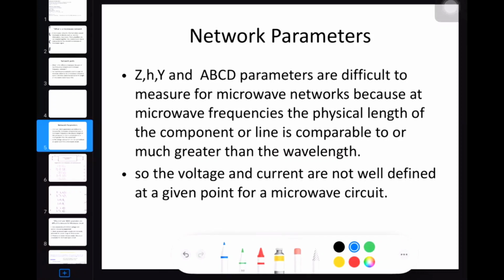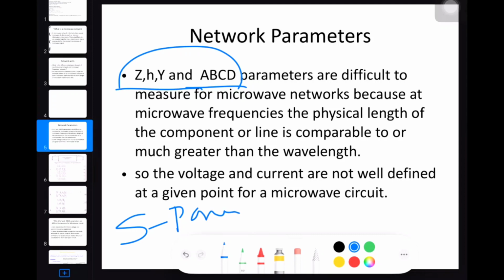And whenever we want to analyze low frequency networks, the performance can be analyzed by use of Z, H, Y and ABCD parameters. But when I want to analyze a microwave network, it cannot be analyzed by use of Z, H, Y or ABCD parameters. We make use of another special type of parameter which is called the S parameter. So what does this S stand for? The S stands for scattering parameter.